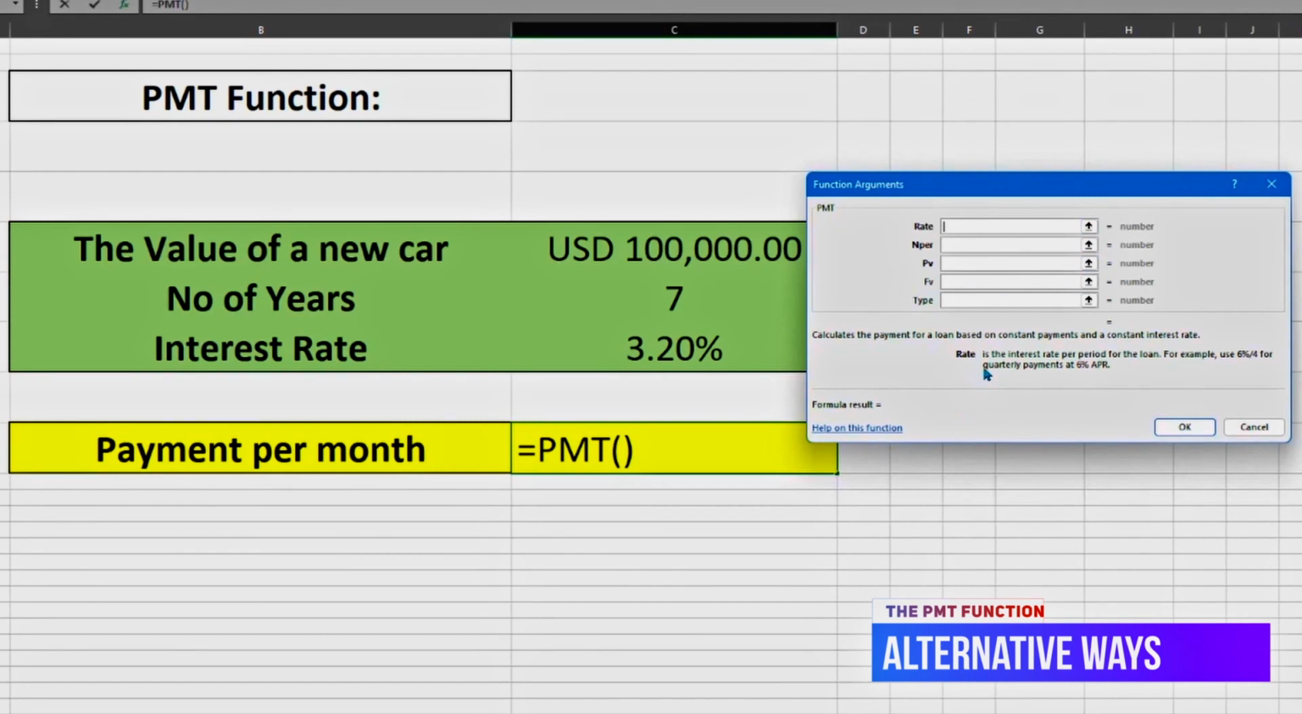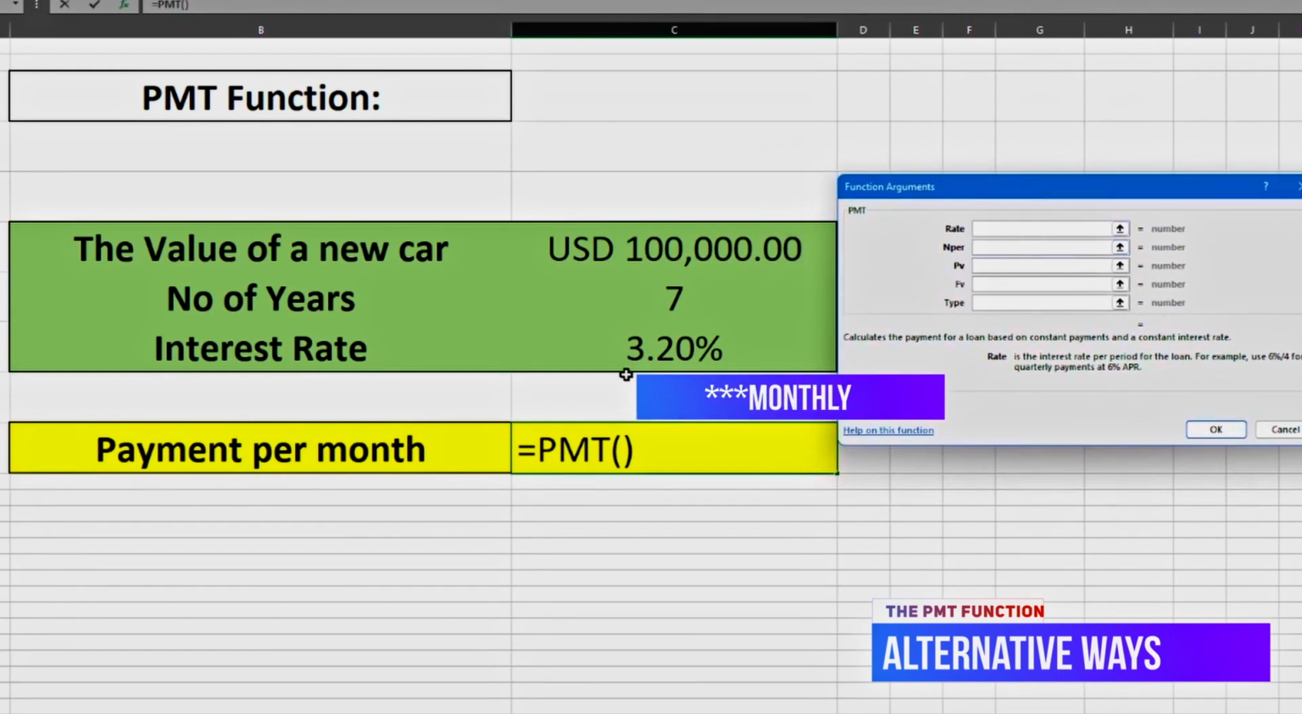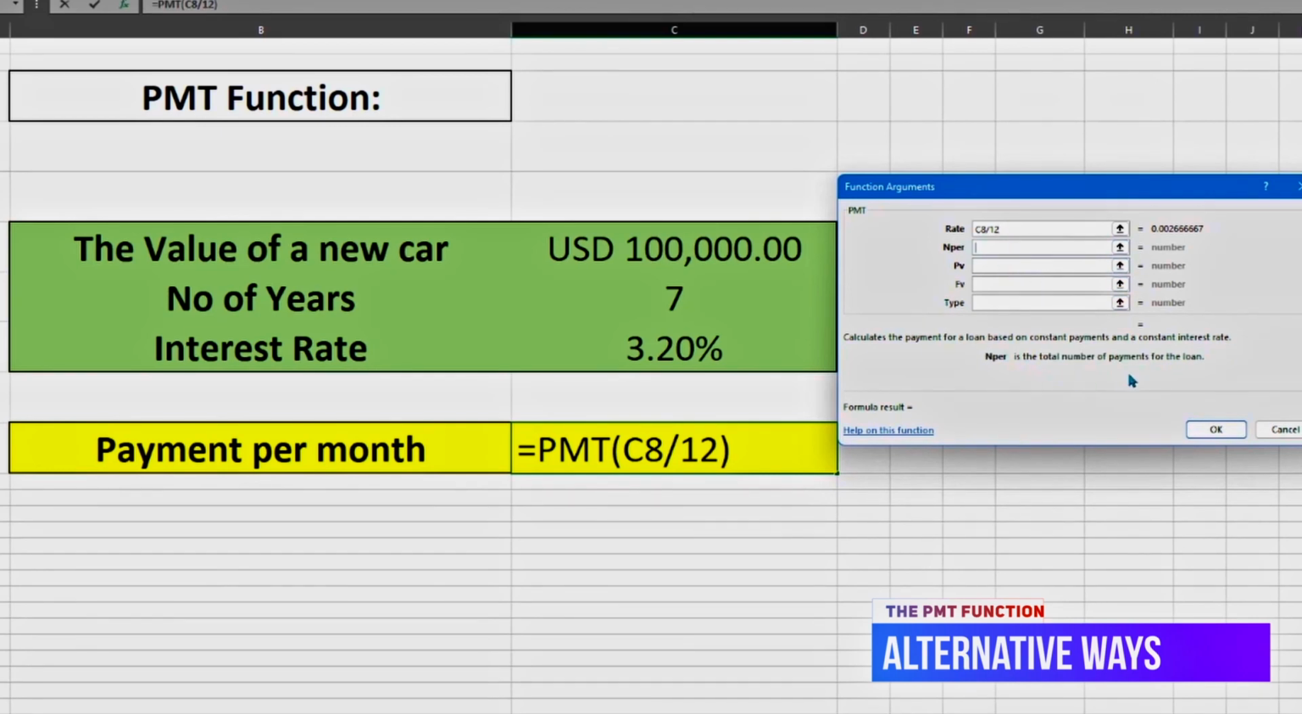So rate: Excel says rate is the interest rate per period for the loan. For example, use 6% divided by 4 for quarterly payments at 6% APR. Since we are using it for yearly rates, it's going to be 3.2%, and we divide here as well by 12. NPER is the total number of payments for the loan. So the total number of payments is going to be 7 multiplied by 12. Years multiplied by 12 gives you months, so total months 84.